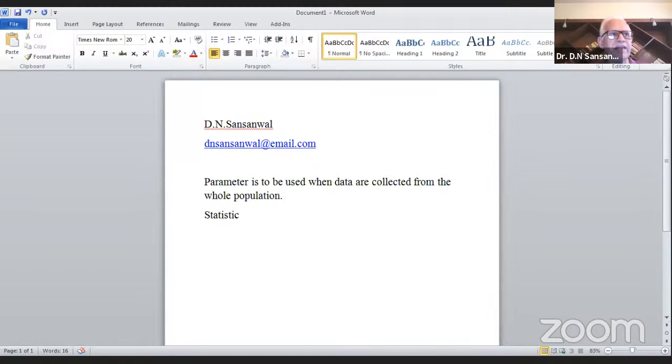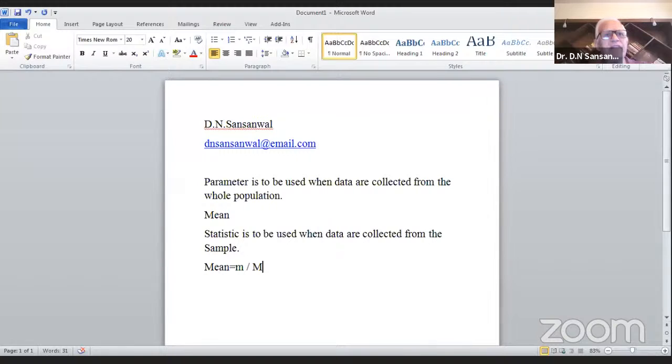When from the whole population data you are computing the mean, this mean will be represented by mu. But statistic is to be used when data are collected from the sample. So when you take a sample and collect the data from the sample, whatever you calculate, if you are calculating the mean, that mean will be represented by either small m or capital M.